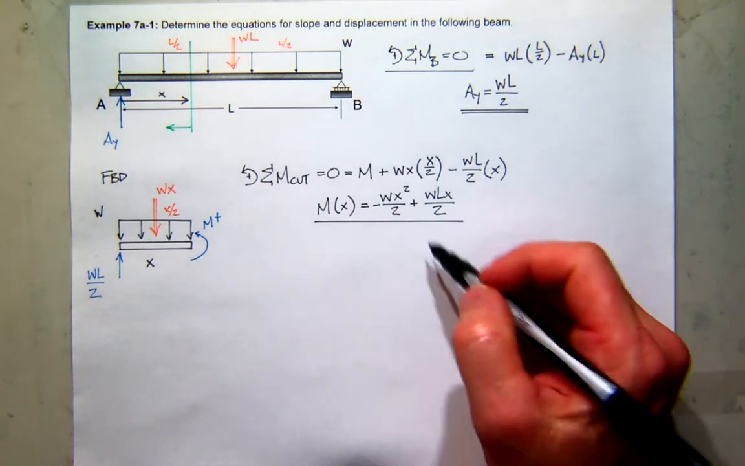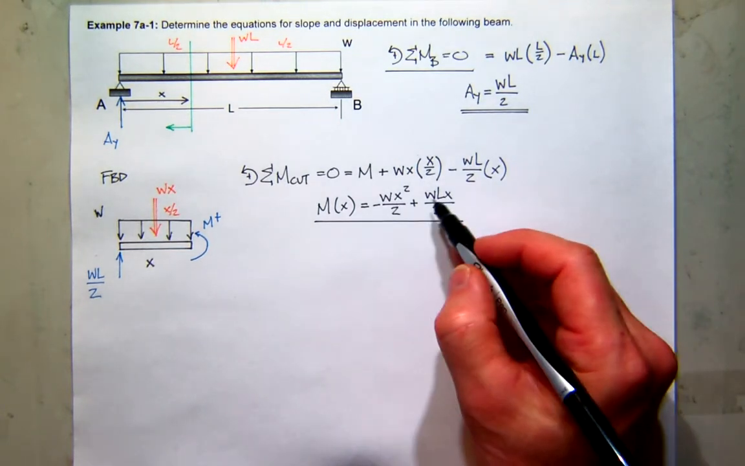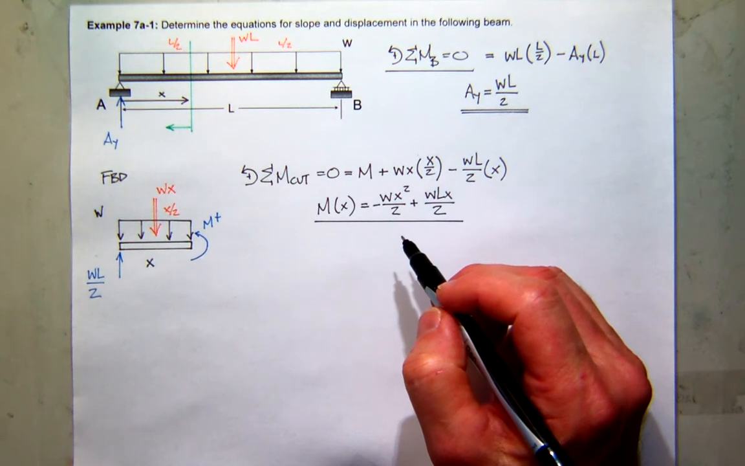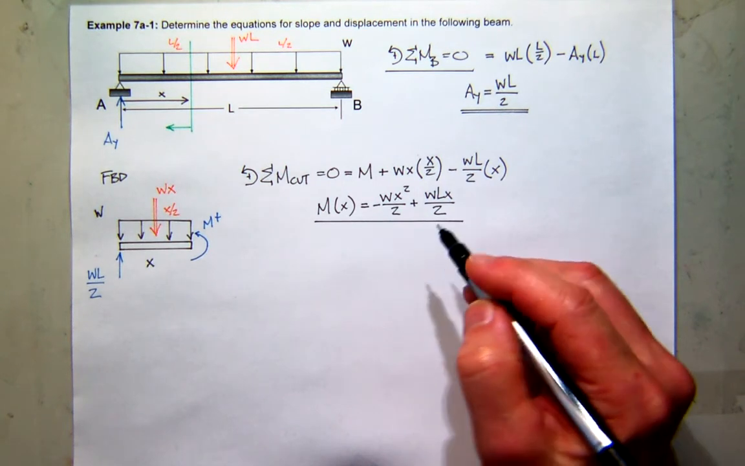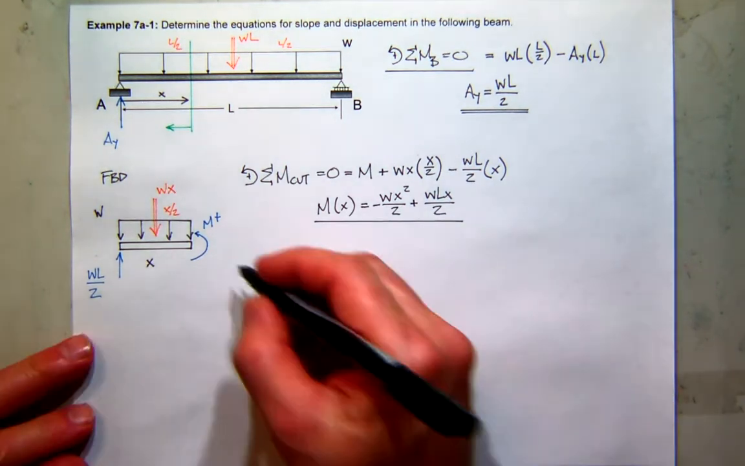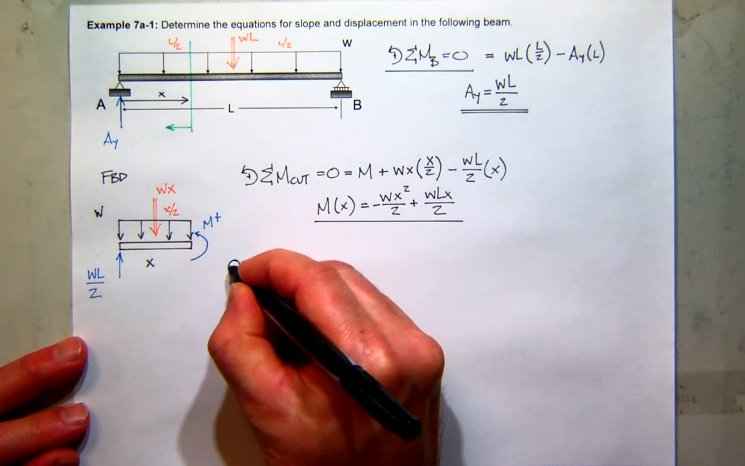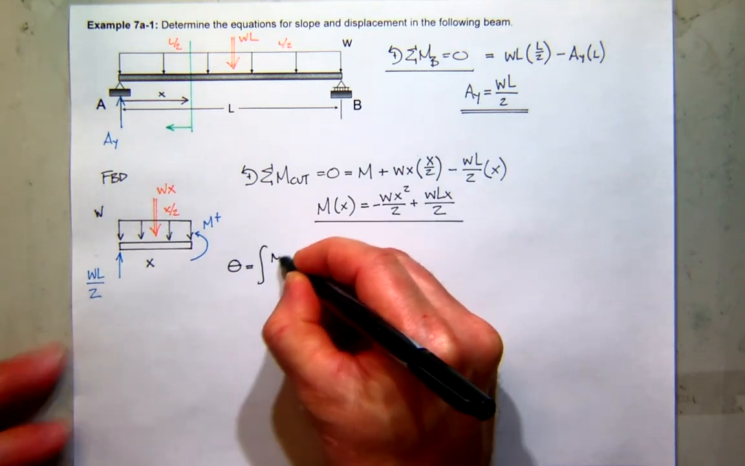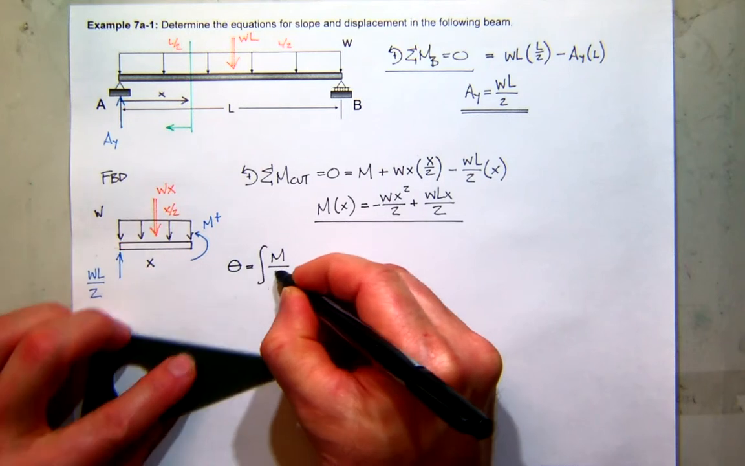Now I could tidy this up a little bit. You can see all the terms have a W in the numerator and a 2 in the denominator, so I can eventually factor that out. Now remember, our next step is to do what? We're going to try to calculate the slope, and we know the slope is the integral of the moment divided by EI.